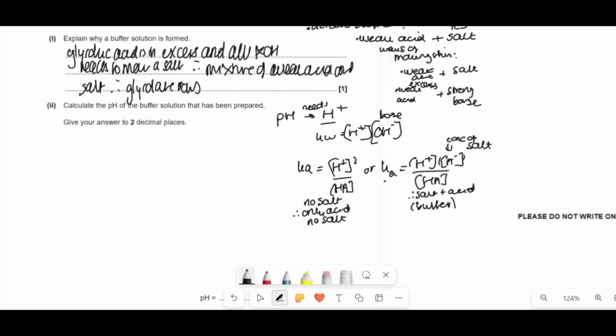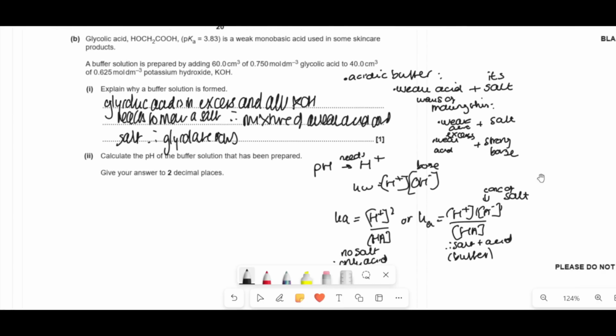So we need a pH. We're going to be using Ka. Let's collect what we know so far. They've told us pKa, so Ka would literally just be 10 to the minus 3.83. That is all we know. So we need to find A minus and HA, and then we can find H plus.